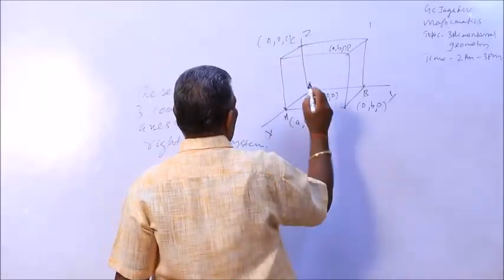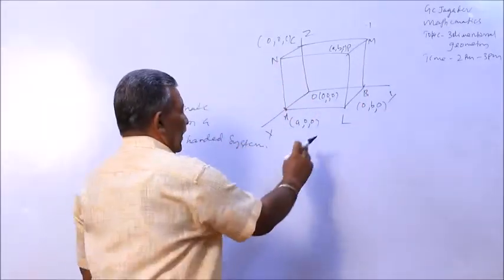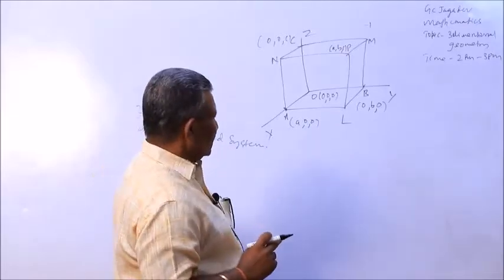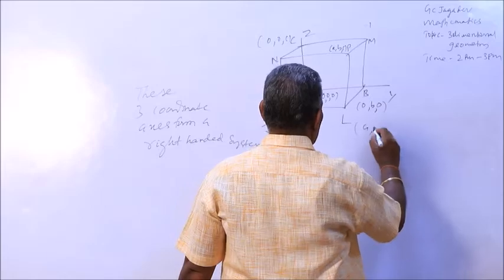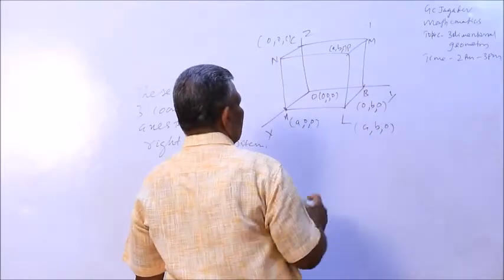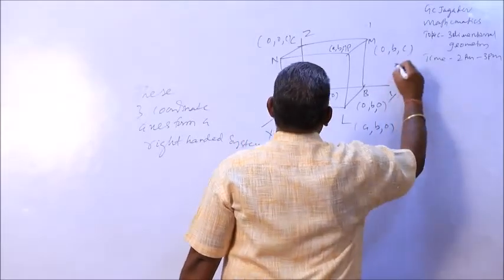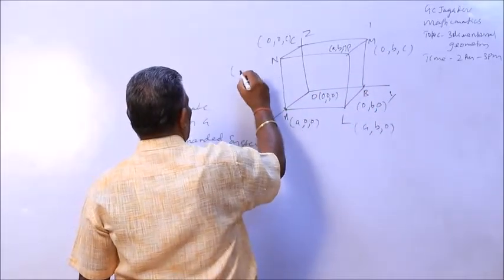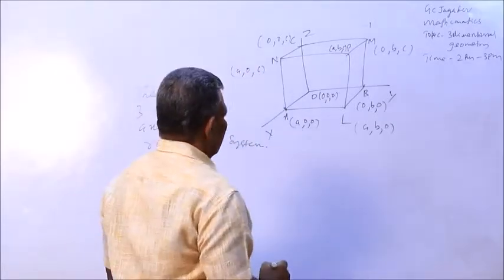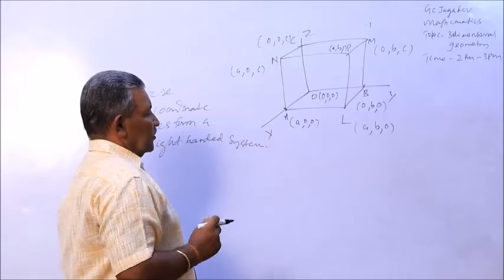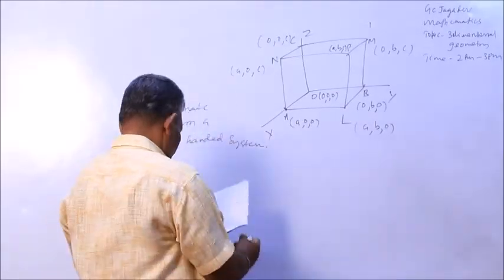Next, L, M and N. L lies in the xy plane. In the xy plane the z coordinate must be 0, so the coordinates of L must be a, b, 0. M is in the YZ plane, that means the x coordinate is 0. N is in the XZ plane or ZX plane, so the y coordinate is 0, like this. So these are the coordinates of different points lying in different coordinate planes.